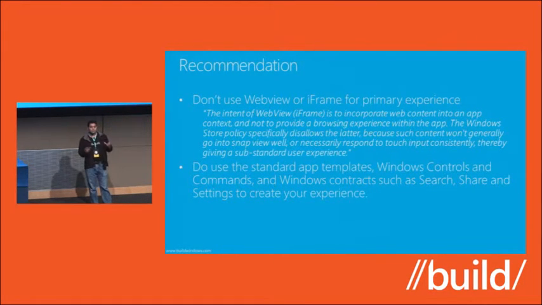So to wrap up this part of the talk, our recommendation is that you use web views, iframes with caution. Don't make that your primary experience for the app. If customers wanted to navigate to a website, they would choose a web browser instead. Instead, use web views as a secondary actor to help promote the primary scenario. Also, consider using these standard templates that we ship out of the box, because we've done a lot of work to make it easy for you to use. With just a couple of lines of code, you can use the charms, and you can use the app bar as well.